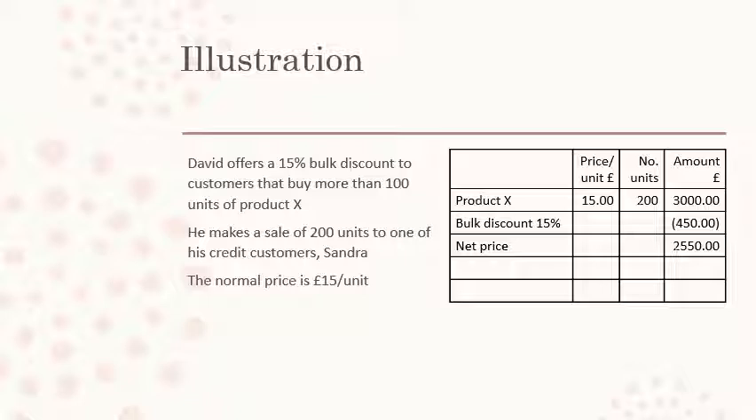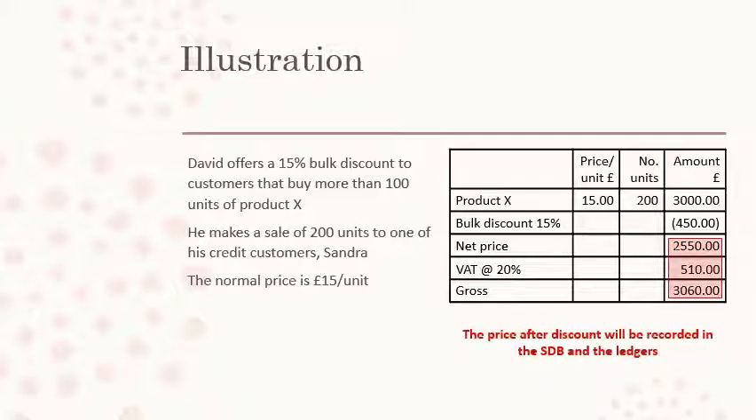£2,550. And it's on that amount that VAT at 20% would be applied. So we have VAT of £510, and Sandra will have to pay that gross amount of £3,060 on this sale. Now, the net price of £2,550, the VAT of £510, and the gross of £3,060 are all the amounts that are going to be recorded in the sales day book and then in the ledgers.